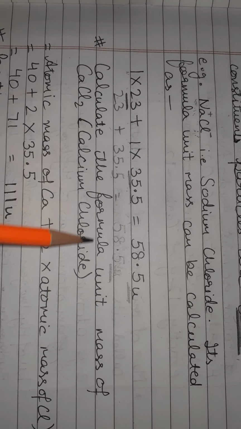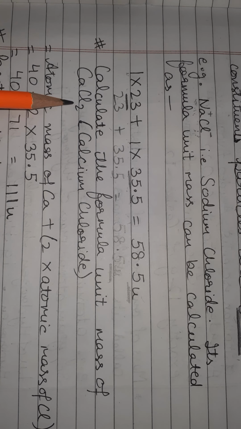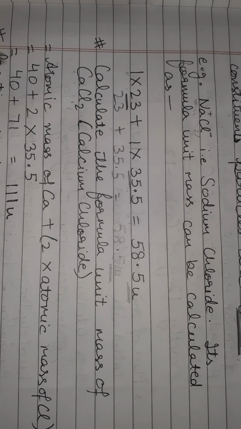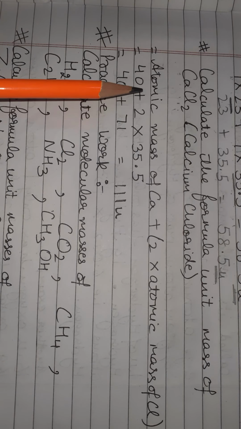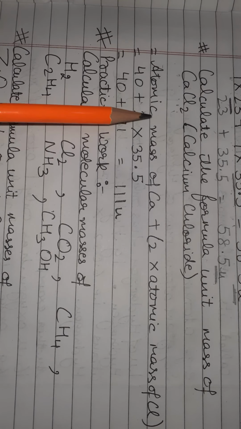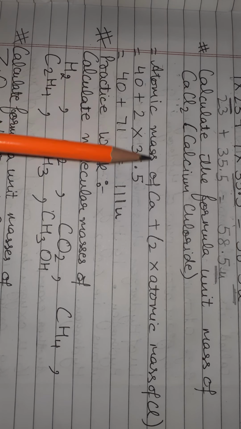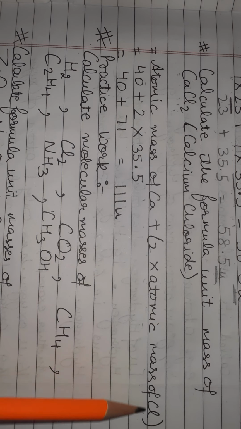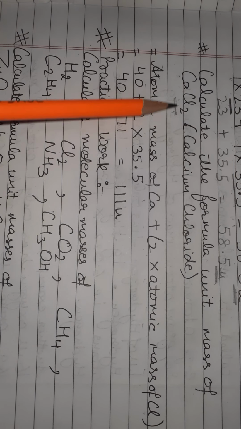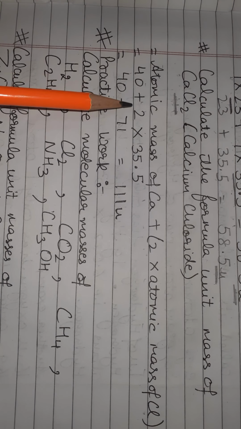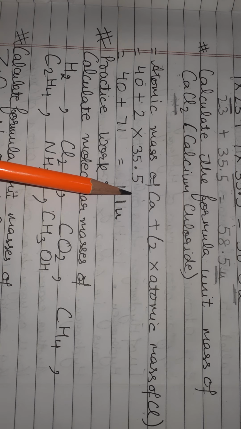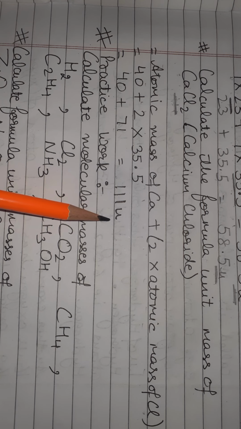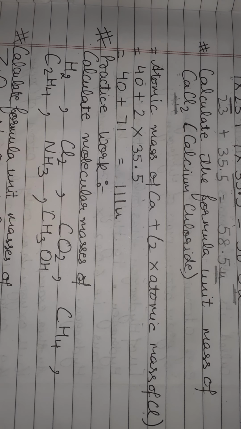Now next is calculate the formula unit mass of calcium chloride. For calcium chloride the formula is CaCl2. Now in order to calculate the formula unit mass of calcium chloride, we write atomic mass of calcium plus 2 multiplied by atomic mass of chloride. We have multiplied this atomic mass of chloride with 2 because it is having 2 atoms. Now 40 plus 2 multiplied by 35.5 is equal to 40 plus 71, and it comes out 111 u, unified units.